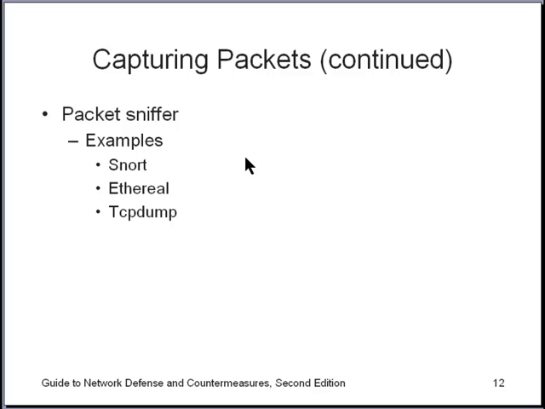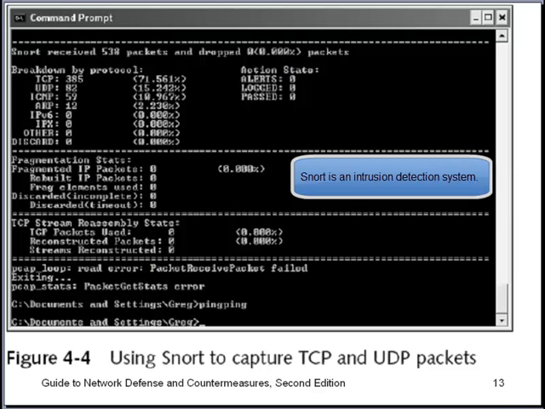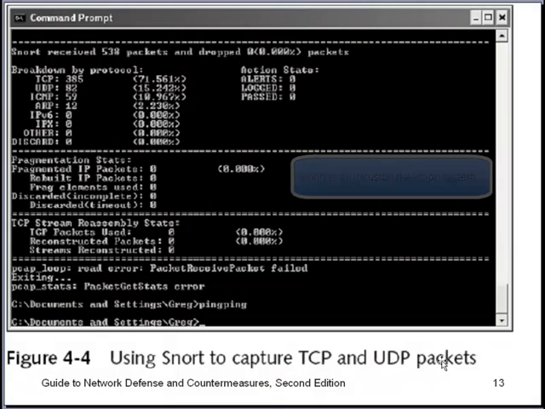What are some packet sniffers available? We've talked about some of them. We've talked about Snort, which we'll get into in much more depth later on. We've given you examples of Ethereal, as well as tcpdump. And this is just showing using Snort to capture TCP and UDP.